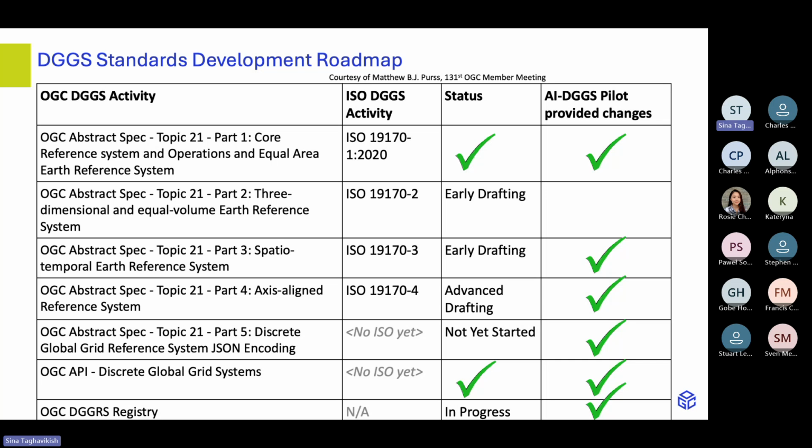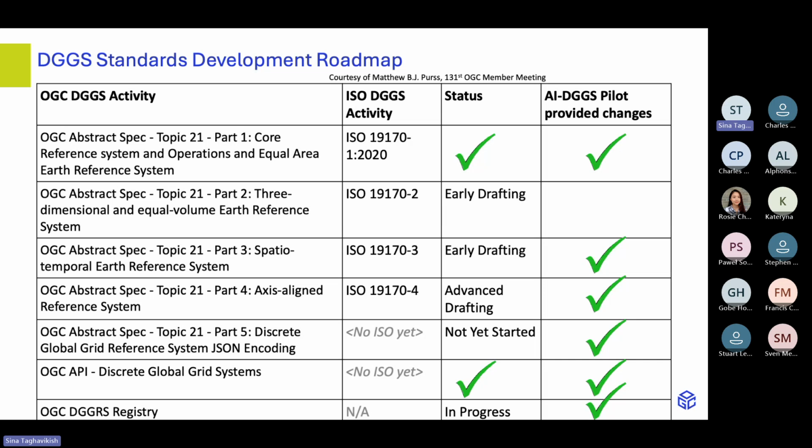The OGC API has been released and was the main focus of the Ai-Dggs pilot. The other part I'm going to highlight, which is important and was highlighted multiple times, is the registry of DGGRS. The reason for it is that the DGGS has gone beyond the standard, and the reason for that is Uber. Uber is one of the main users of this. They provided a library, and that library by itself might not be conformant to what we call DGGS.